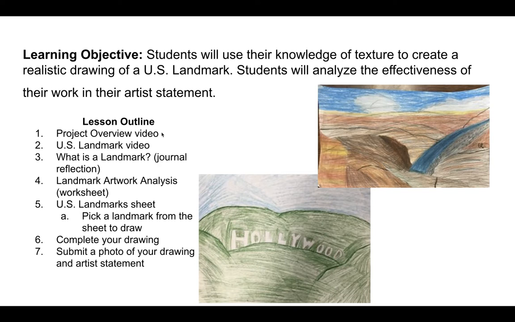Now from the lesson outline, you can see that there's lots of things you're going to do in this project. You may already be watching this project overview video. Then there is a short video about US landmarks, which tells you a little bit about some of the landmarks that you can pick from to draw. And then you're also going to tell me what is a landmark. You're going to tell me what you know about landmarks, maybe if you've been to one, things like that in your journal reflection. You're going to analyze some artwork, specifically a landmark, with the landmark analysis worksheet.